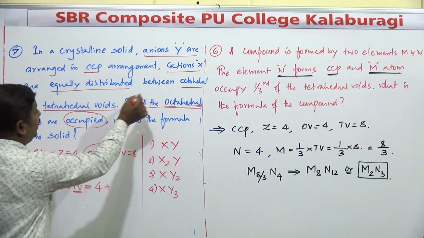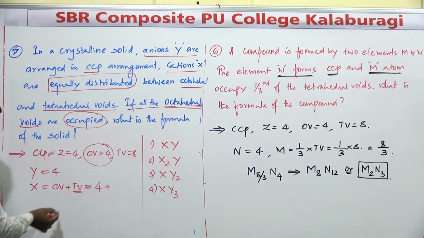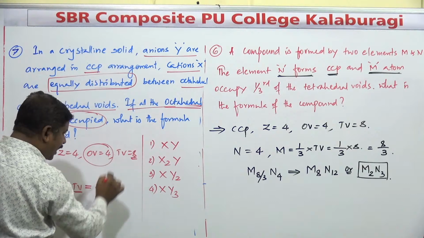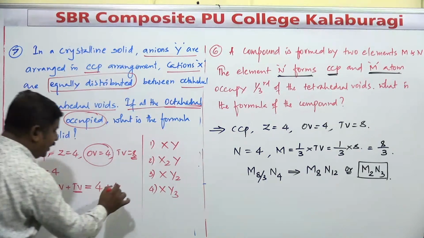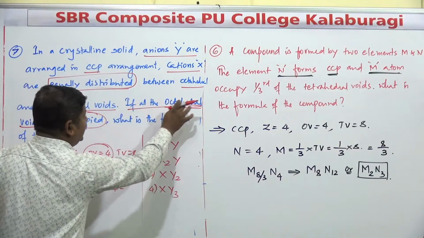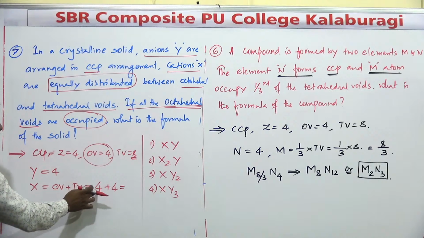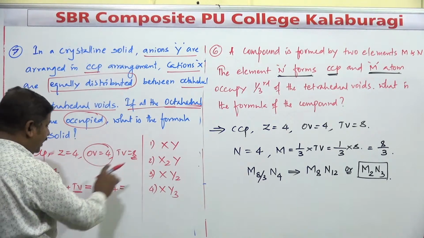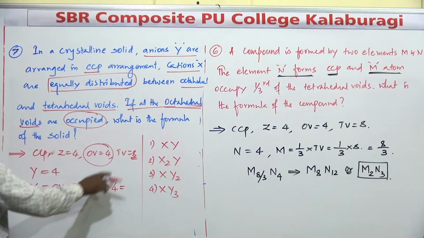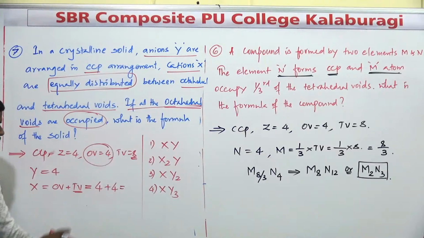When it is given that equally distributed, for equal distribution, total number of tetrahedral voids is going to be equal to 8. In that one, I have to go with half of the tetrahedral voids because equally distributed is given. Suppose if this sentence is not mentioned, then total number of octahedral voids will be 2 and tetrahedral voids is going to be equal to 4. But here I have taken this one as 4 because all the octahedral voids are occupied is mentioned. Hence, this is going to be 4. 4 plus 4 is equal to 8.